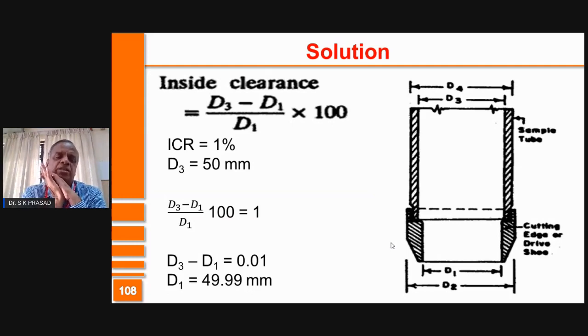1% is equal to (D3 minus D1) into D by D1 into 100. D3 minus D1 is 0.01 millimeter, and hence D1 is 49.99 millimeters. So it's a simple solution, but you should know the formula to be used. So inside clearance ratio is D3 minus D1 divided by D1.